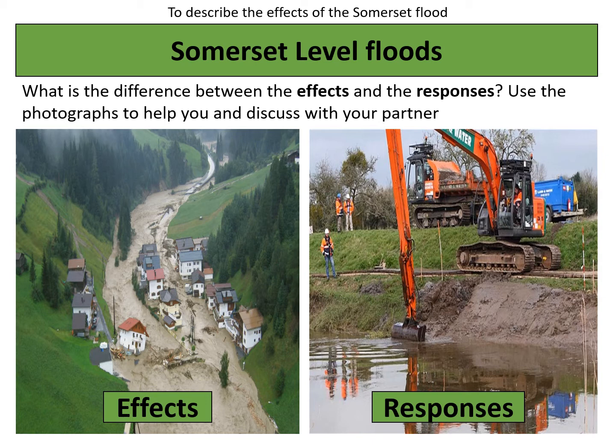So you can see that the effects are what happens. So we've got here houses sliding through the ground, being saturated. It then meant that there was a lot of mass movement. So the houses collapsed, so that would have left people homeless, would have left economic implications. And then the responses here are what they're doing.